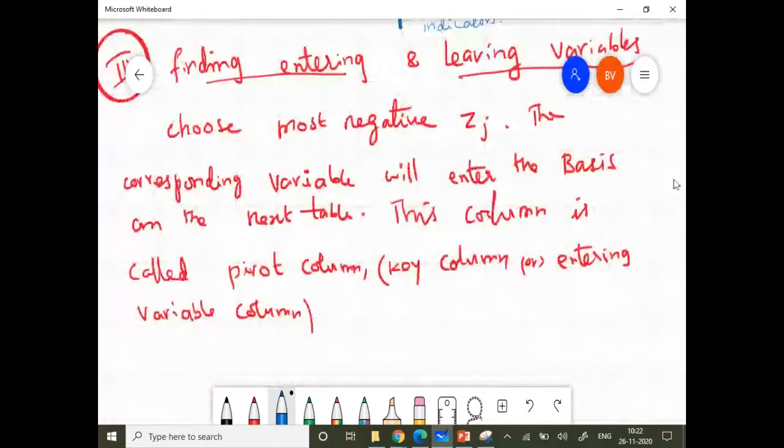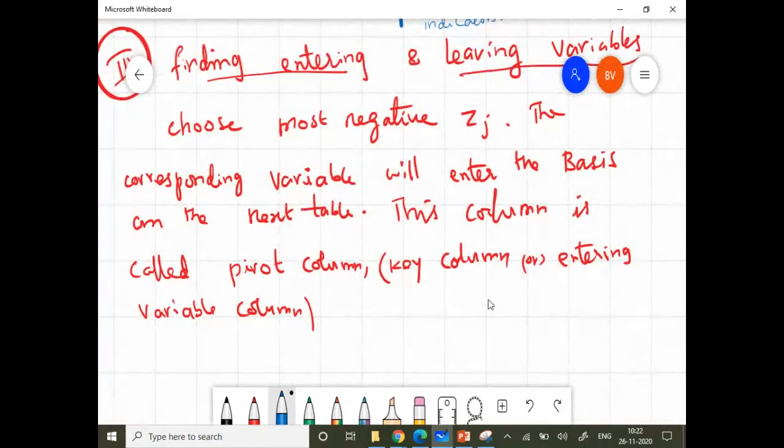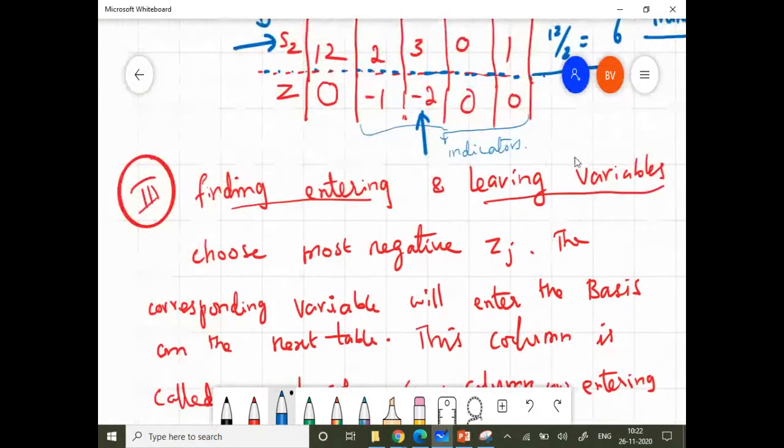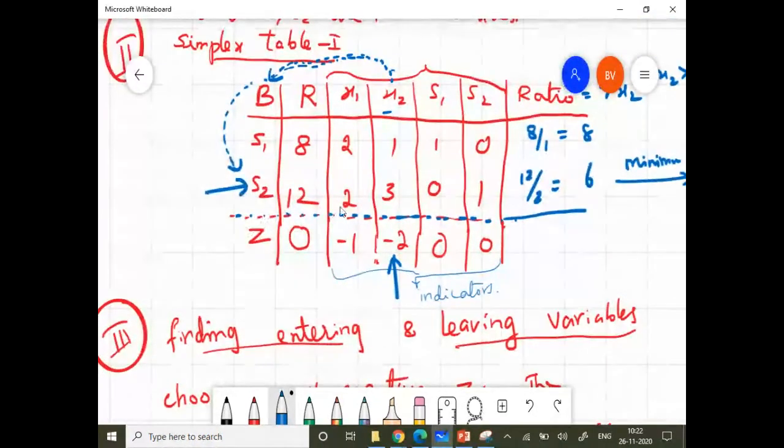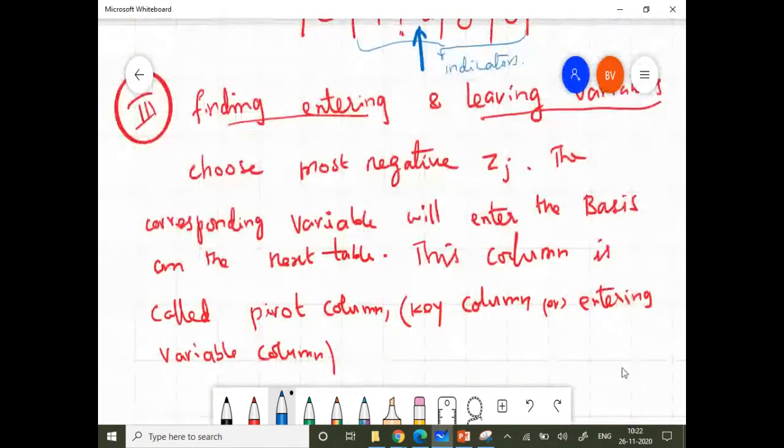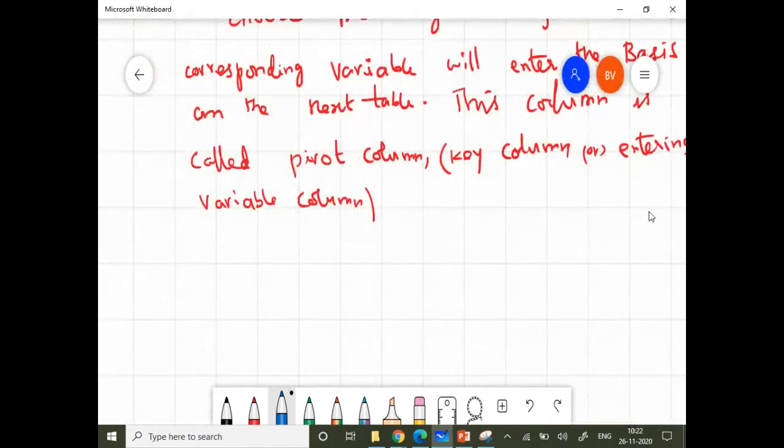Similar to the pivot column, key column, entry variable column, there are three names here. We have three different names for this row. Leaving variable row first, pivot row second, key row third. You got it? So I'm writing the procedure here. It may be helpful to you. I will upload this material.